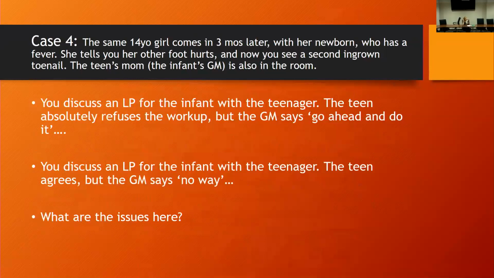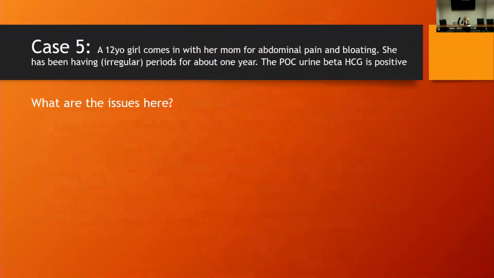But theoretically, only the teenager can consent for her baby. The grandmother cannot. So we'd have to work on both of them. If the kid needed it for life-threatening reasons, we would go ahead and do it.